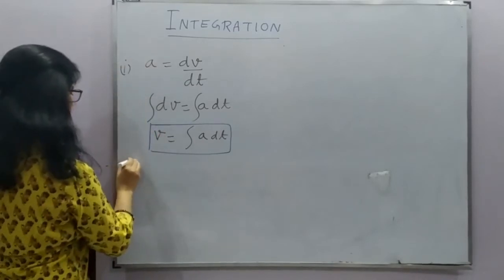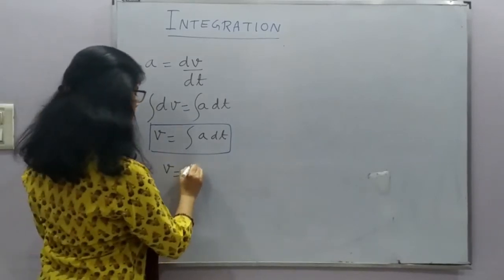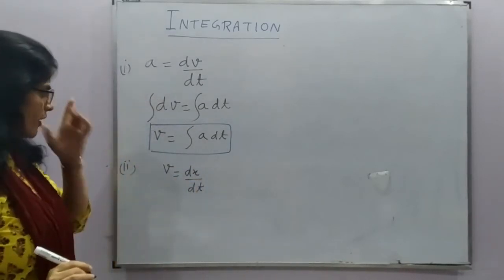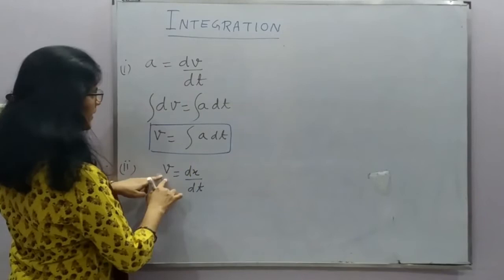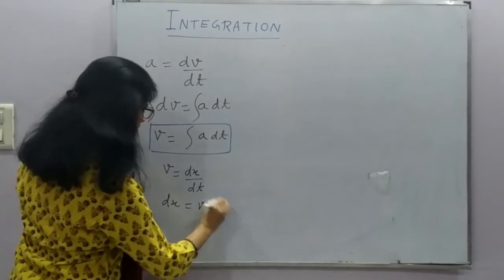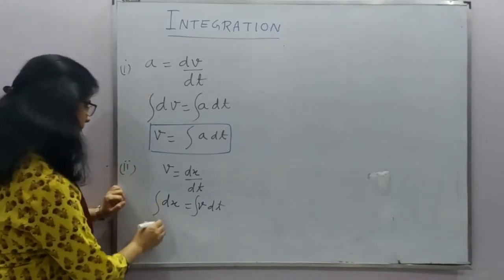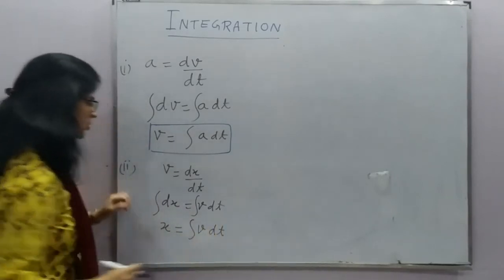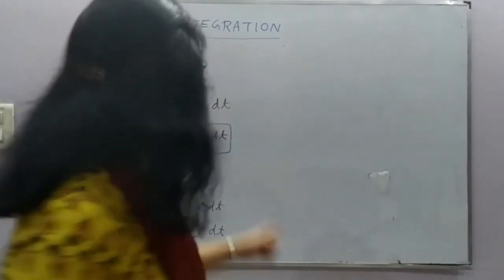This is first, this is second. Now, velocity is what? Rate of change of displacement. So you can say that this is dx by dt, right? So if I want to find the expression of displacement from velocity, I can cross multiply it and write dx on one side and v dt on the other side. If I integrate both the sides, the integration of dx will be x. This means if we integrate the expression for velocity, we will get displacement. Let's take an example to understand this.